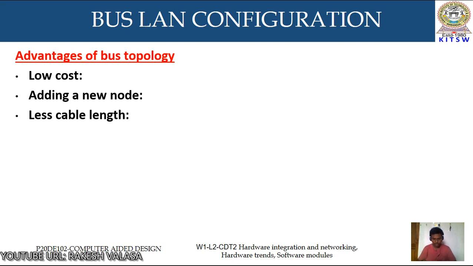Next one is less cable length. In a bus topology, the length of the cable is less as compared to the star topology. The data is transferred easily if the cable length is small. Next one is no need of hub and switch. There is no need for a hub and switch to connect computers. All nodes are connected via coaxial cable. A print server and file server can be added to the network through the cable as well.